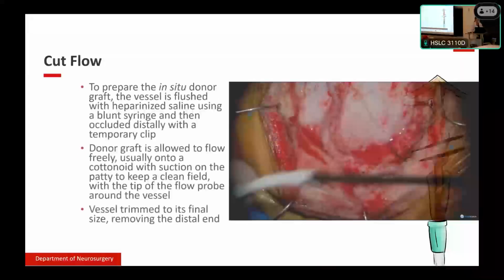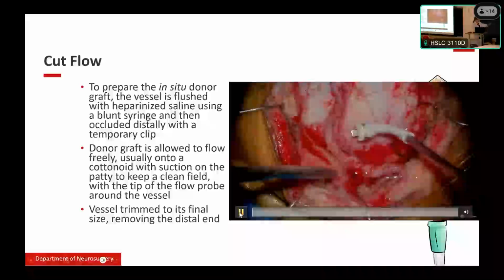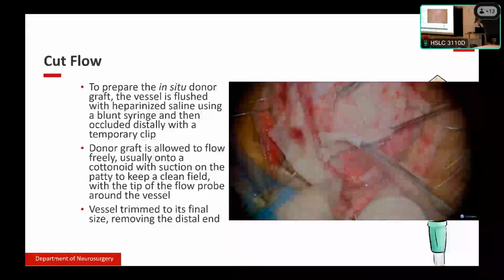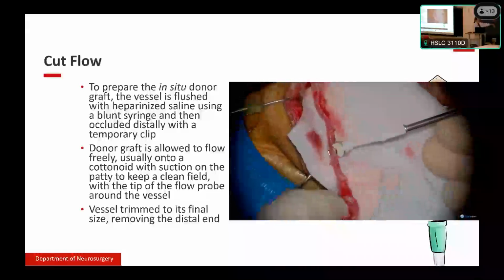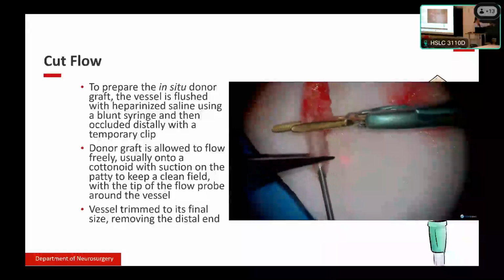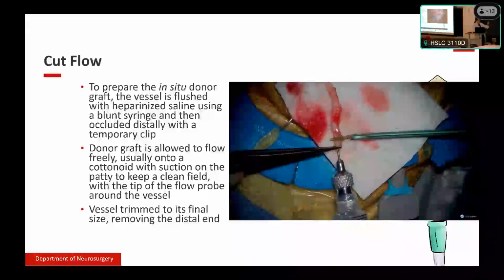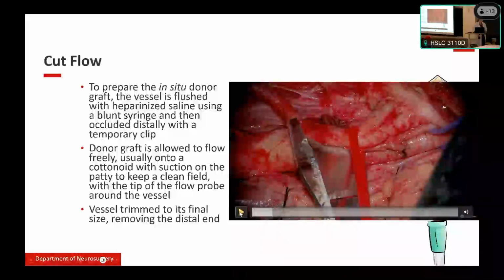So here's the video. This is actually a clip from a much larger case, but just to show you the actual measurement of cut flow. Essentially, once you have prepared it, now this is us measuring the graft actually in continuity with the scalp, just to see what it is. And then this is where it's been cut, and he's measuring it. The flow's allowed to come through it. And we actually do put suction at the edge of the field just to keep the field clean. Then you flush it with heparinized saline and clip it off again. And eventually that vessel's going to get trimmed so that you can use it for the bypass.